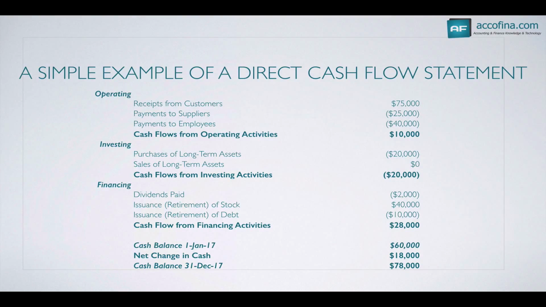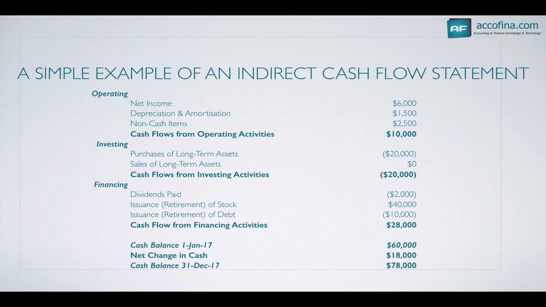And then you have the cash balance, 1st of January 2017, $60,000. The net change in cash, which is $18,000, is just the operating activities, $10,000, the investing activities minus $20,000, and the financing activities plus $28,000. And that leaves a cash balance of $78,000. So that's the stylized example. The larger the business, the more complicated it'll look, but it'll all follow the same sort of structure as that.